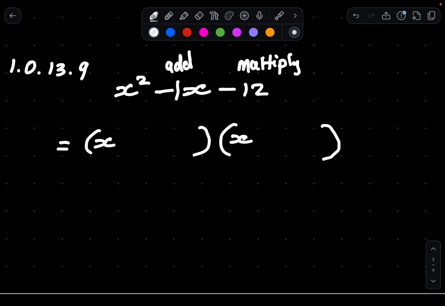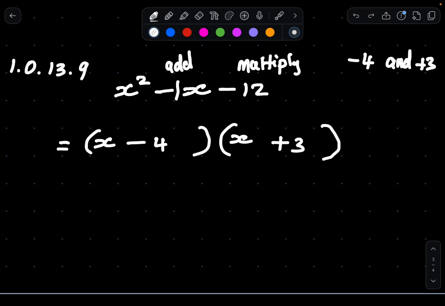And those numbers are -4 and +3. When you add -4 and +3, you are going to get -1. When you multiply them, you get -12. And now you're going to have -4 plus 3. Someone can say +3 -4. It doesn't matter which order you put them in. And that's it with this factorization, ladies and gentlemen.